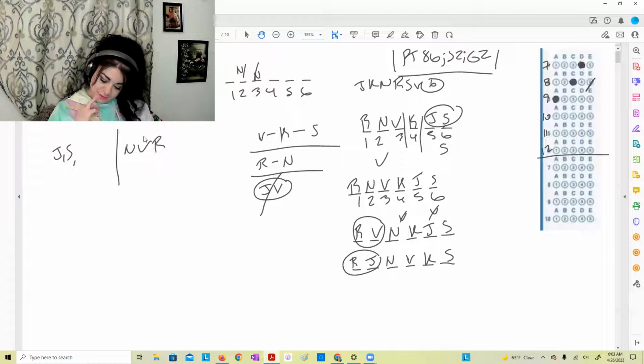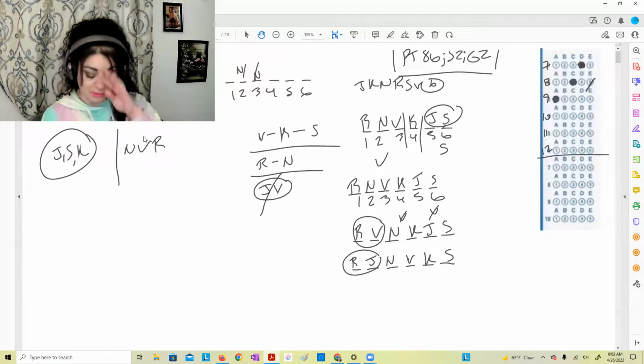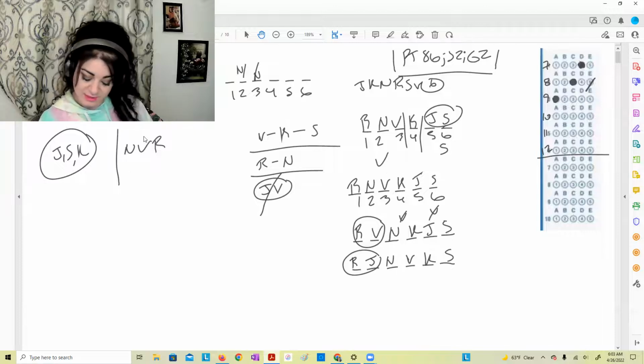Right, this works. We have the VKS string. We have R before N. And then J isn't next to V. So this works. K could be on 5. So we have 3 total variables that could be on 5. So that answer is C.